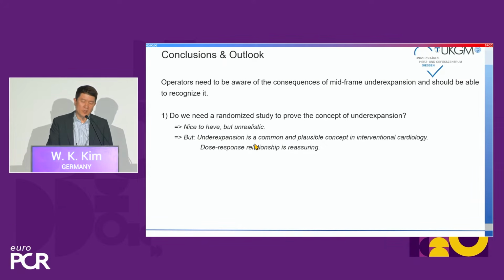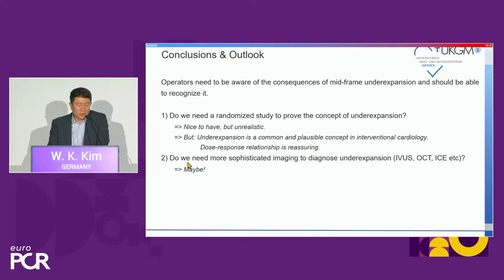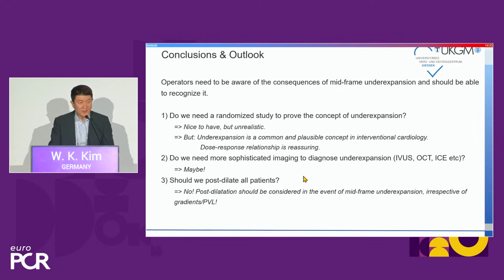I think that we know that this concept of underexpansion is very familiar to us interventional cardiologists, and it's biologically plausible, and we know it from coronary stents. And I think that this dose-response relationship that I showed you is quite reassuring. So do we need more sophisticated imaging to diagnose underexpansion? I don't think, it's my personal opinion, we need to rely exclusively on fluoro, which is difficult. You can try to obtain an en face view, but I think other imaging options, IVUS, etc., could be an alternative. Should we post-dilate all patients?